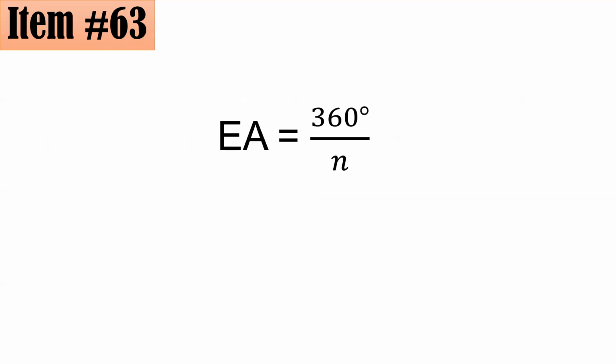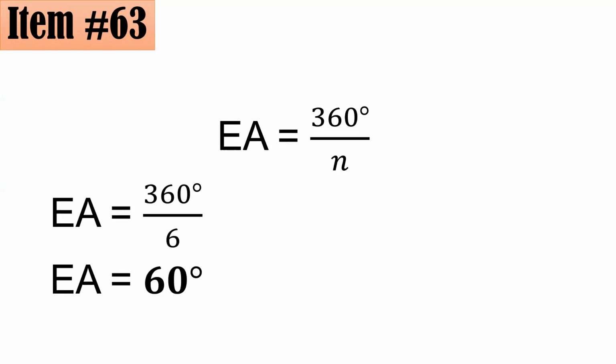That is, if we have a regular polygon, ibig sabihin po nun, kapag sinabi po nating regular polygon, all of its sides are equal and all of its interior angles are congruent as well. And to get the measure of one exterior angle, we simply use the formula 360 degrees divided by N, where N is the number of sides of that polygon. So since a hexagon has 6 sides, 360 degrees divided by 6 gives us 60 degrees. So therefore, the correct answer po is letter C.